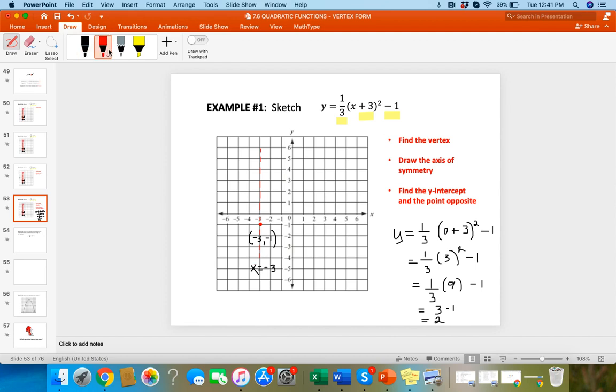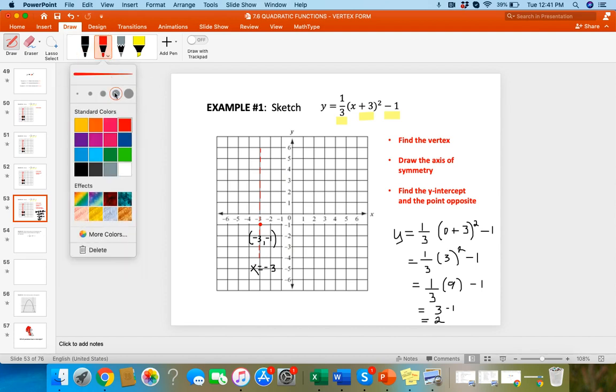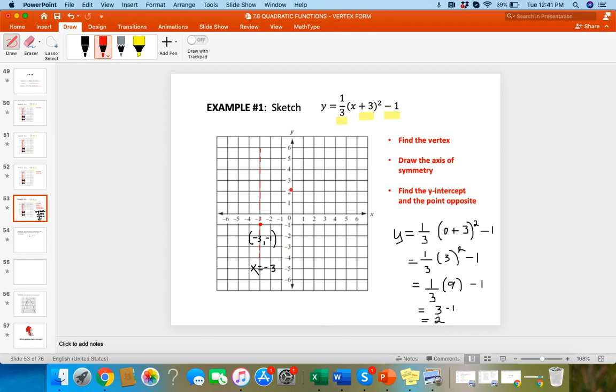Now, in other words, what I've just found is the y-intercept. And so I should be able to put it right in here. My y-intercept then is (0, 2).